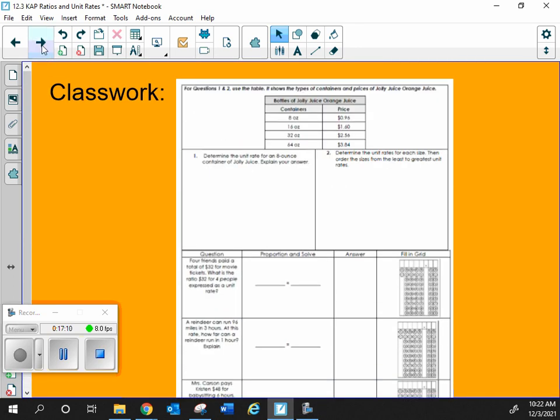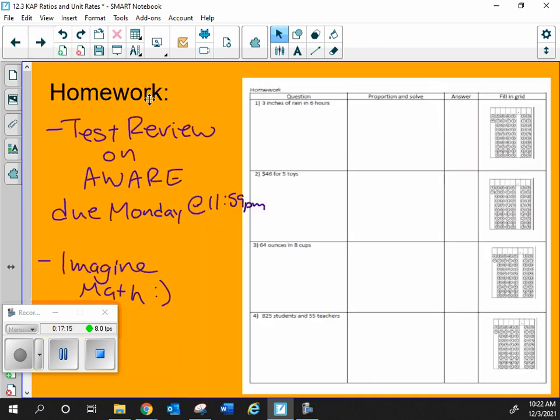I'm going to give instructions for the video. The key is posted on Canvas so you can check. For homework, it's just those 4 problems, but also remember your test review is in Aware. That is due by Monday at 11:59. The reason we have that time is because it's due online before we get to school the next day. We're going over the review on Tuesday of next week. So that review you need to have complete by midnight on Monday. You can also work on Imagine Math questions.